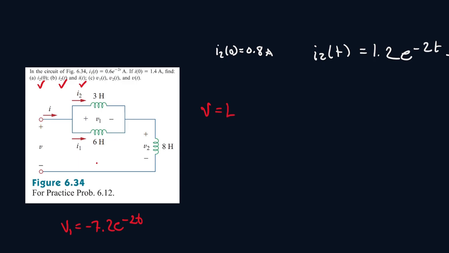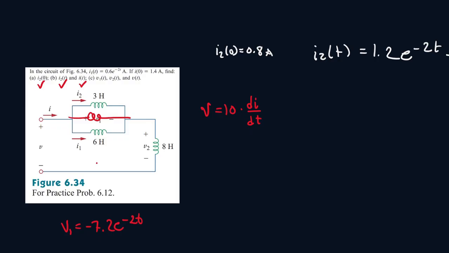So this voltage will be equal to the inductor times di over dt, okay? So how are we going to find V? Sorry, what's this L value going to be? This L value is actually going to be the Thevenin inductance. So pretty much it's going to be all of the inductors combined. So these two are in parallel. So it'll be 1 over 3 plus 1 over 6, to the power of minus 1. So it's 2 henries here. Then 2 henries plus 8 henries, it's 10 henries. So this will be 10.